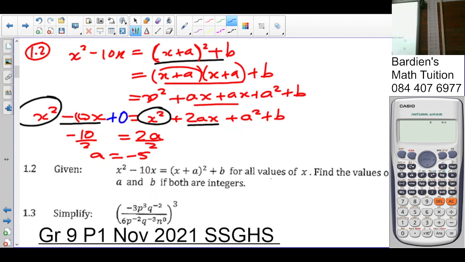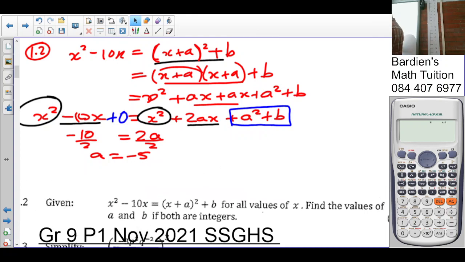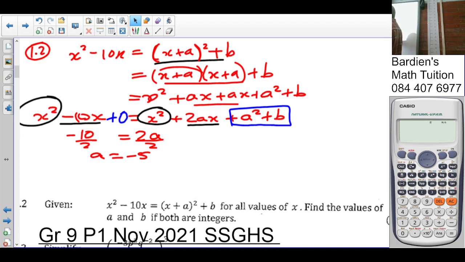But if you look at this here, what constant is here? Plus 0. And what is the constant on this side? A squared plus b. What makes that a constant? Is because there's no x here. Can you see that, people? That's what makes it a constant. So I say 0 is equal to a squared plus b.